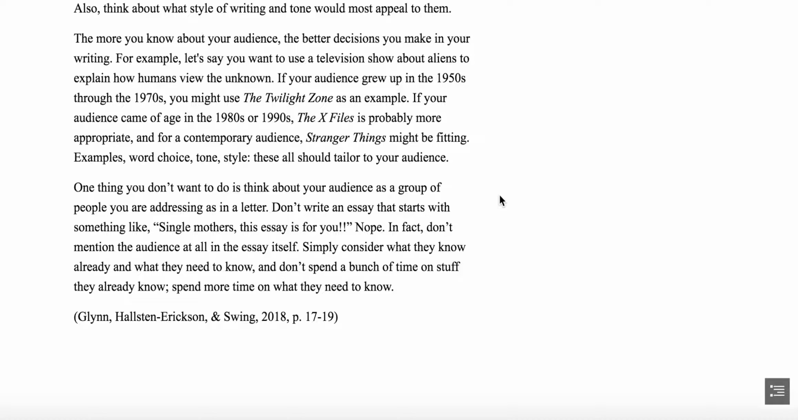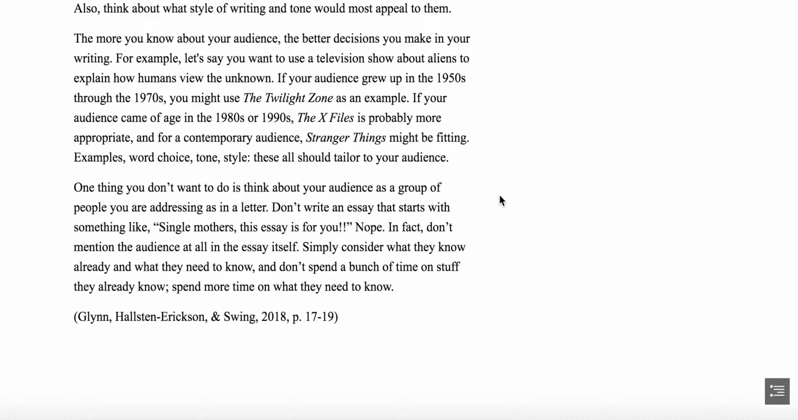So I like this example. Let's say you want to use a television show about aliens to explain how humans view the unknown. If your audience grew up in the 1950s through the 1970s, you might use The Twilight Zone as an example. If your audience came of age in the 1980s or 1990s, The X-Files is probably more appropriate. And for a contemporary audience, you could use Stranger Things. So, just age can make a difference in your audience.